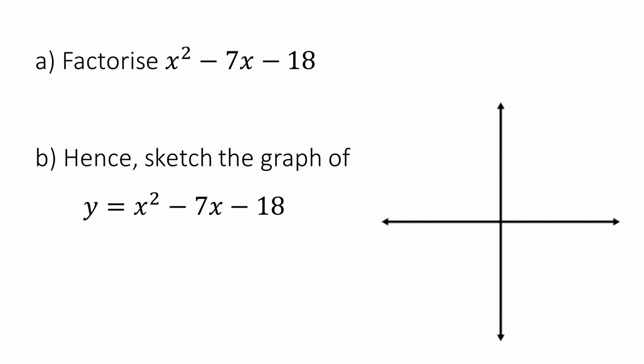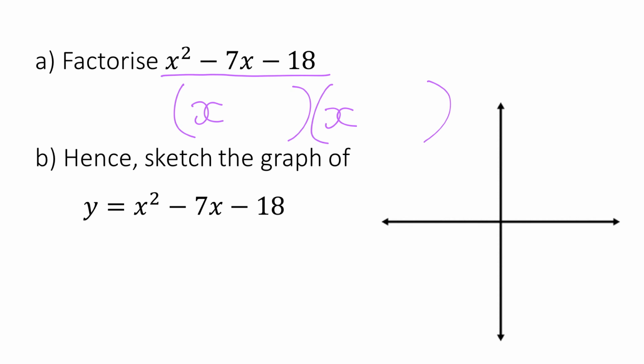So here we have a two-part question where we've been asked to factorise and then sketch a graph of a quadratic. Now we know, because we've been asked to sketch that quadratic, that we're probably going to be able to put it into brackets. So we need to put x squared minus 7x minus 18 into brackets. And we know that we start with two brackets and an x in each.